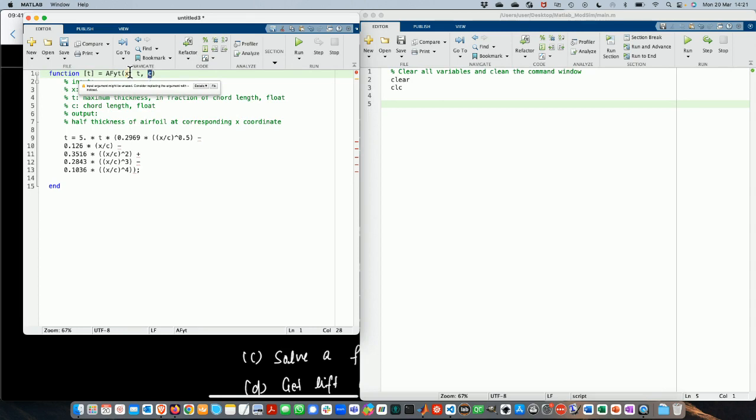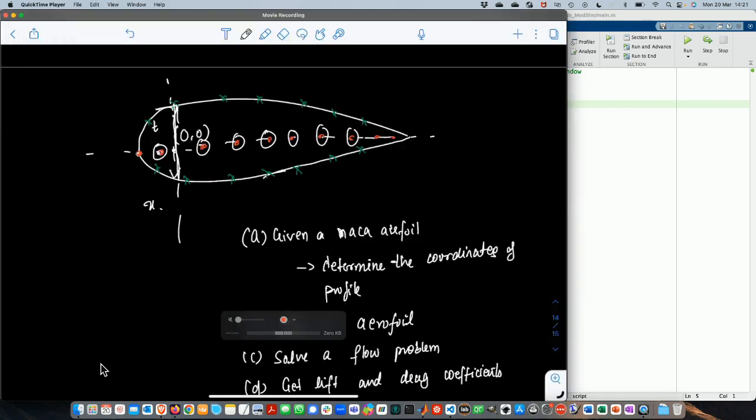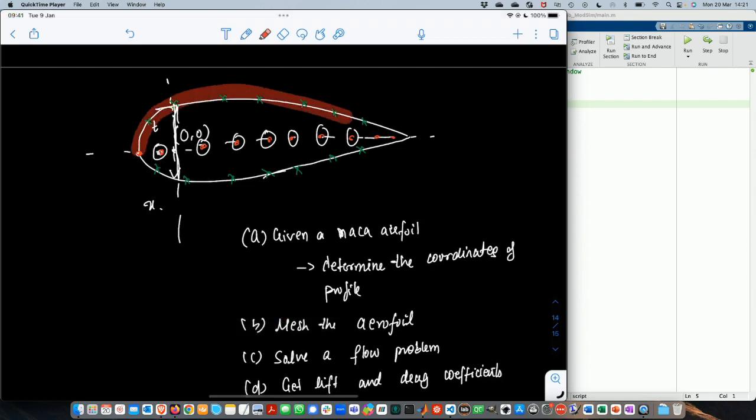So I'm going to send in my x, which is some input, which is the coordinates on the center line. I'm sending my chord length for this particular airfoil, and I'm getting some kind of, let's say, y-coordinate on the top of the airfoil. Right? So essentially, my y-coordinate on the top of the airfoil will probably be somewhere along this, let's say.